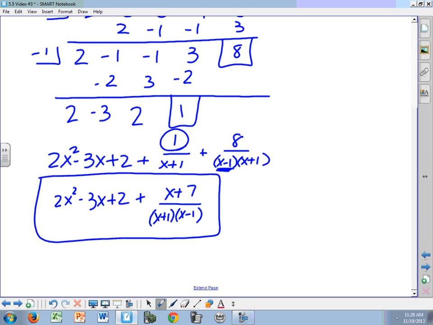So the neat part about this is that we can very quickly work this out from start to finish, and we don't have to use polynomial long division. Of course, polynomial long division should give us the same answer.